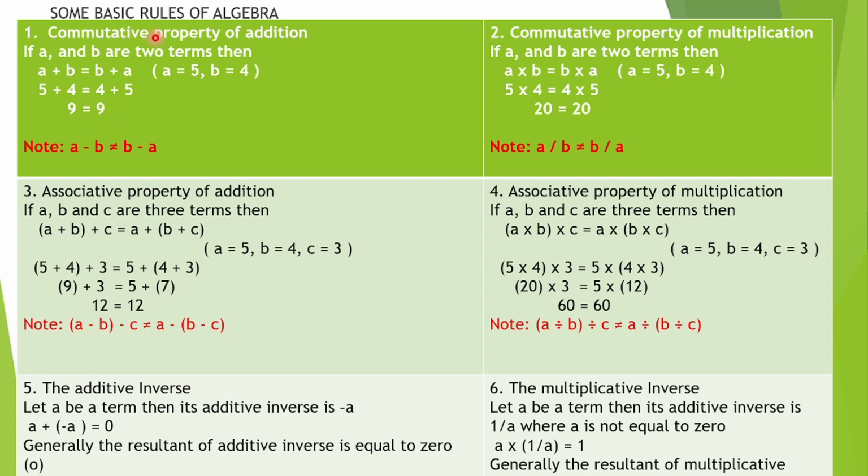Please note that the commutative property is not valid for subtraction. That is, a minus b will not necessarily be equal to b minus a.